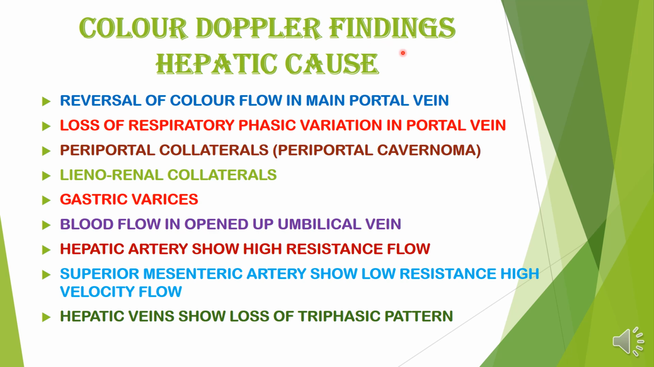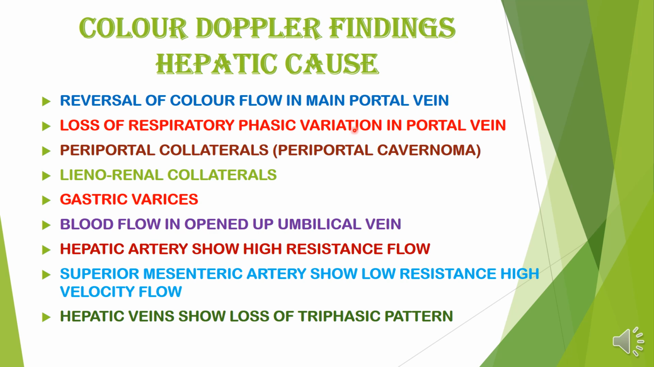Color Doppler findings in hepatic causes due to cirrhosis. There will be reversal of color flow in case of portal hypertension when it's established. In the early stage, there will be high resistance flow in the main portal vein, but eventually there will be reversal and the normal red color of the main portal vein will become blue. The centripetal flow will become centrifugal and it will start showing blue color.